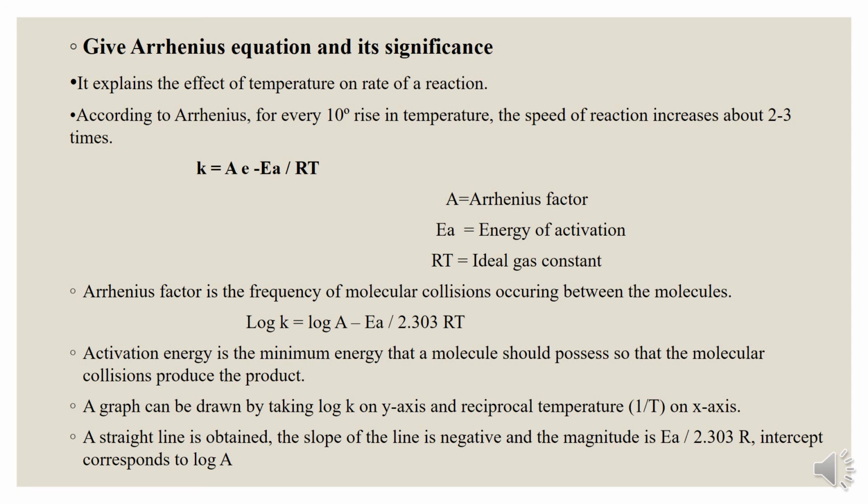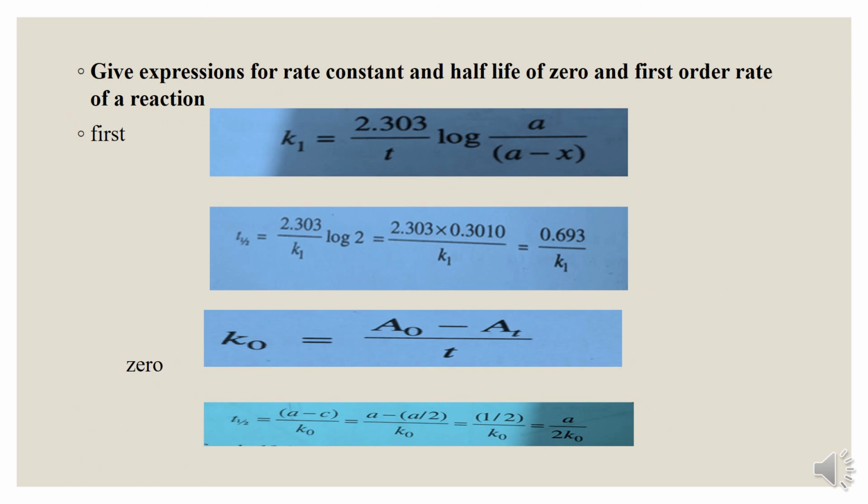And the Arrhenius equation, if I am taking in log term, it becomes log k is equal to log A minus Ea by 2.303 RT. So we can draw a graph by taking this log k on the y-axis and reciprocal temperature on the x-axis. And we can obtain a straight line also, and we are getting the intercept corresponding to log A.